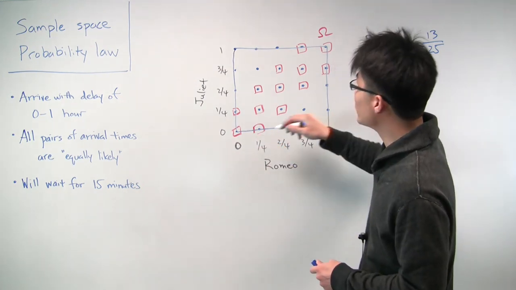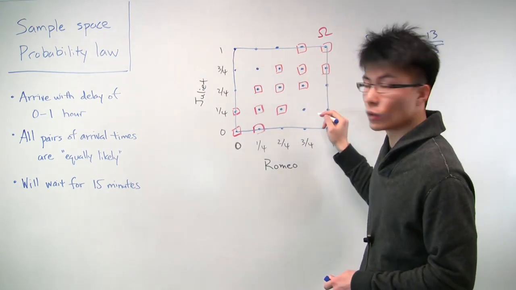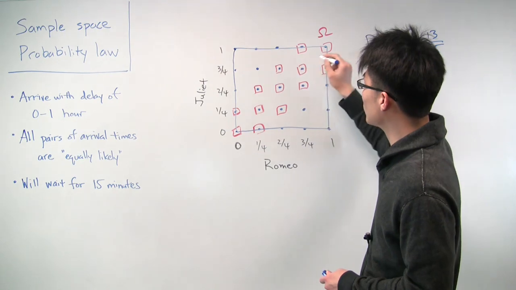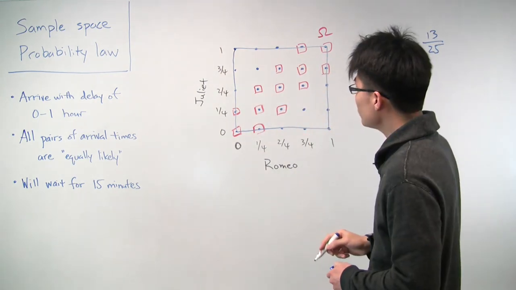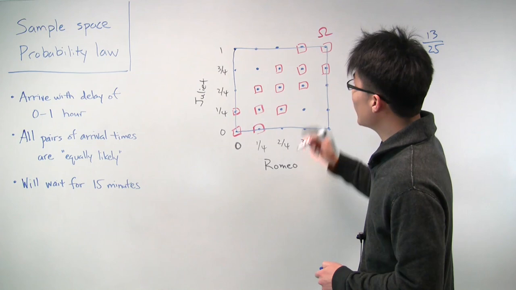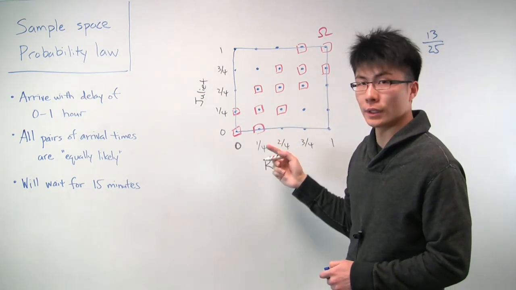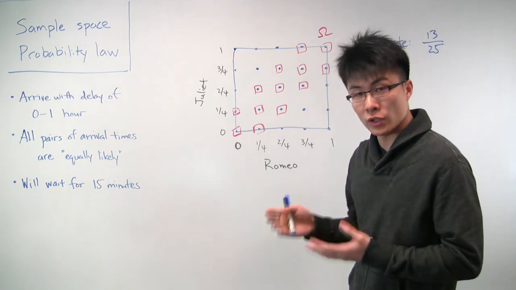So now our new sample space is actually just, instead of only these 25 points in the grid, this entire square. So any point within the square could be a possible pair of meeting times between Romeo and Juliet. So that is our new sample space, our new omega. And now let's assign a new probability law. Now, instead of being in the discrete world, we're in the continuous world.